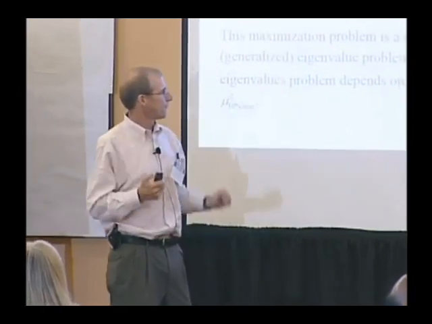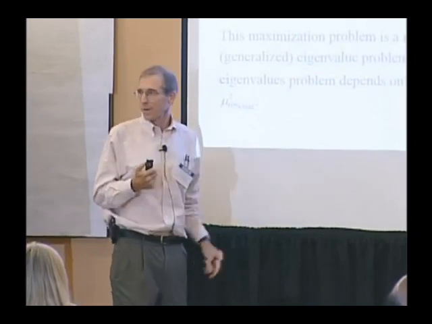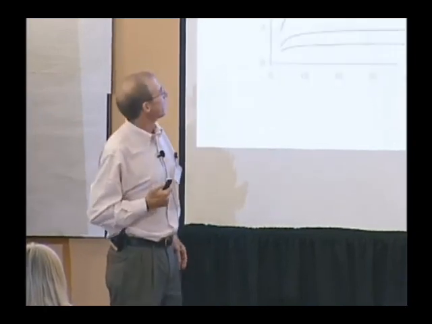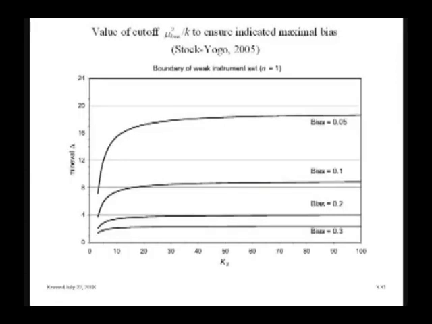And so that gives you a number. Okay, and this is the number as a function of instruments. So K2 is the number of instruments. And if you have a small number of instruments, for bias equal to 10%, the cutoff number is maybe 4 or 5 or 6 or 7 or 8. And then it sort of asymptotes out here to 10. You can actually prove that this asymptotes to about 10.